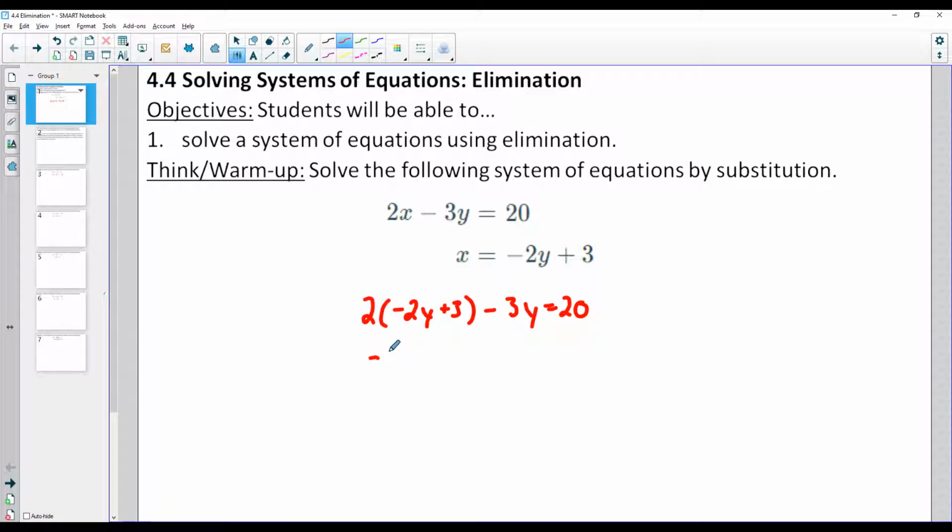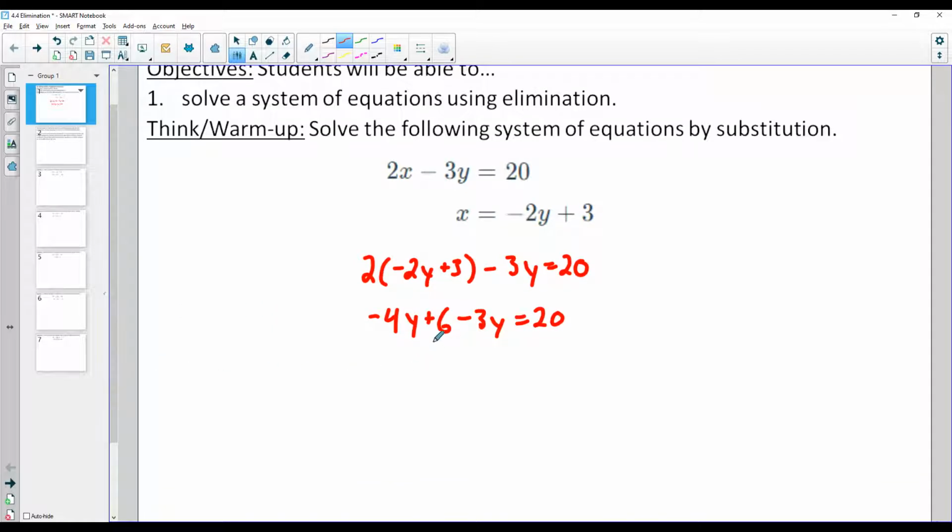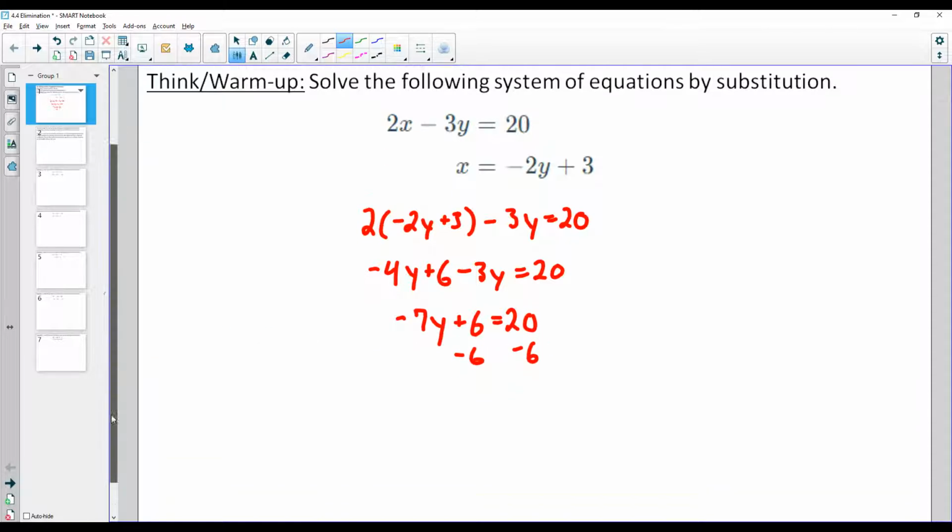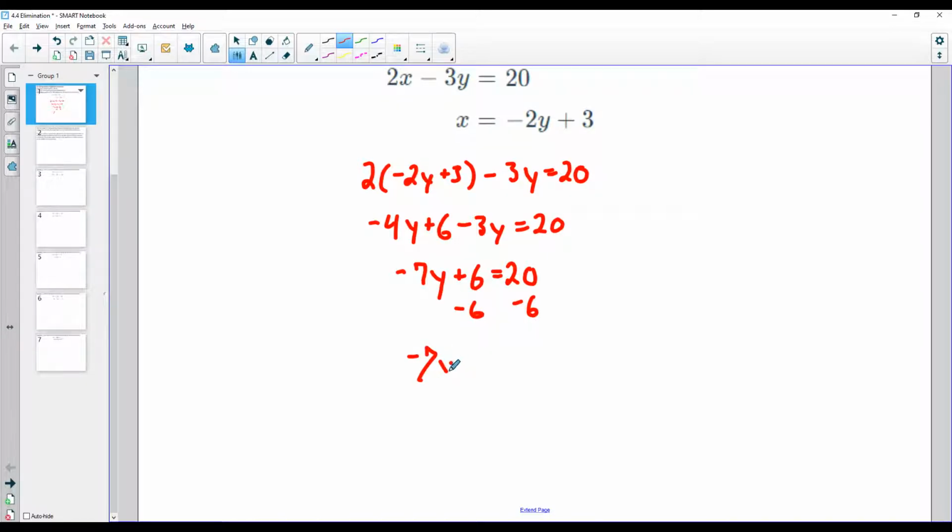We can distribute this. 2 times negative 2y is going to be negative 4y. 2 times 3 is going to be positive 6. Then minus 3y equals 20. Combining like terms, negative 4y minus 3y is going to be negative 7y plus 6 equals 20. Minus 6 from both sides. We get negative 7y equals 20 minus 6, which is 14. Divide both sides by negative 7, and we get y equals negative 2.